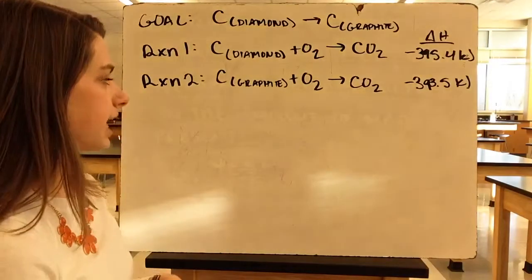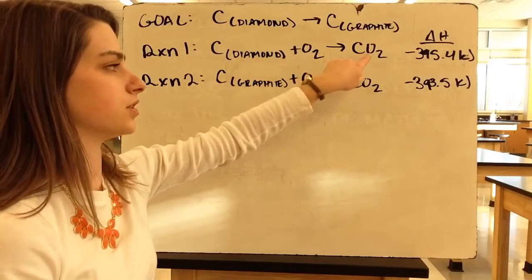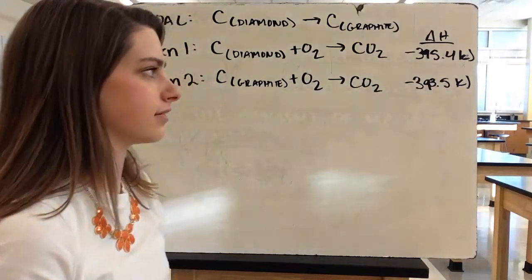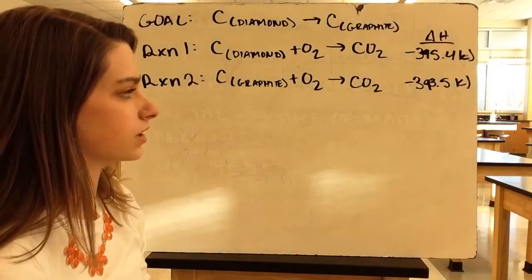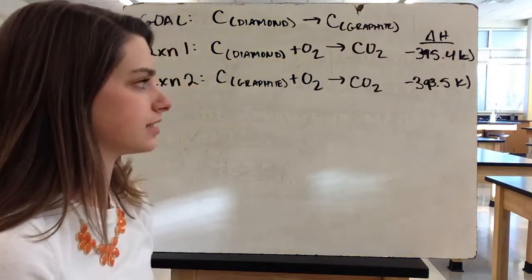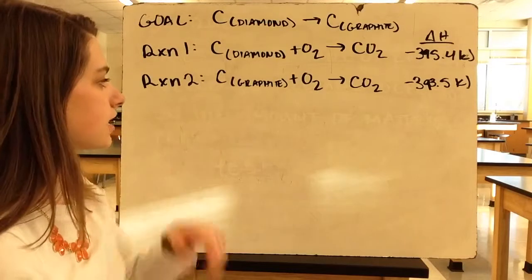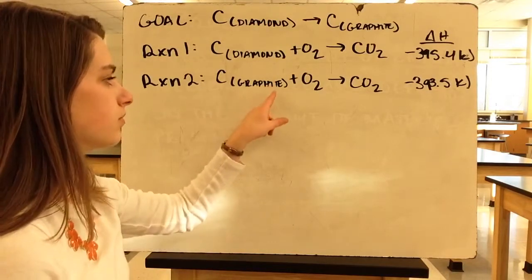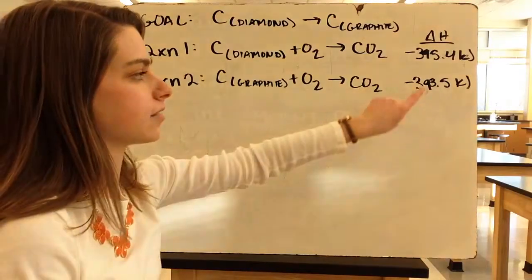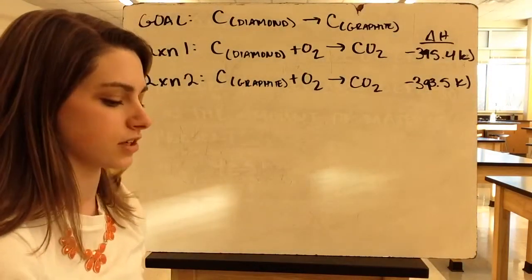Our two partial reactions are carbon as diamond reacting with oxygen to produce carbon dioxide, and that has an enthalpy, or a delta H, of negative 395.4 kilojoules. So when it goes through that process, it releases 395.4 kilojoules of energy. And then our second reaction is carbon in the form of graphite reacting with oxygen to produce carbon dioxide, and that reaction releases 393.5 kilojoules of energy.